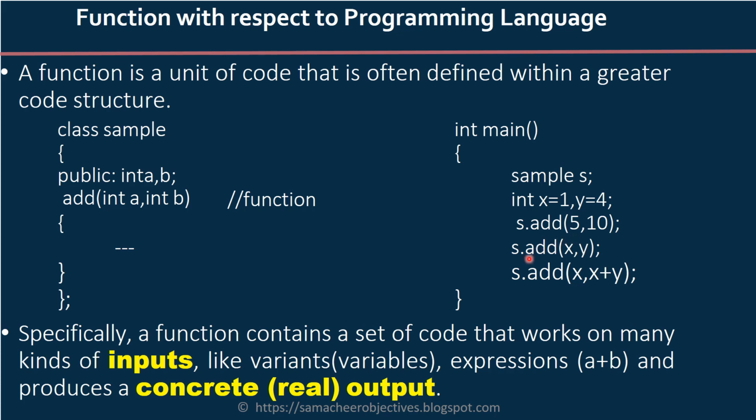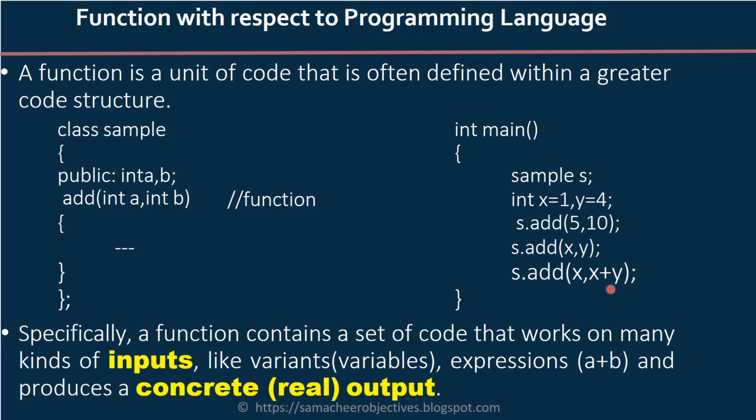Again we are calling the same function, s dot add of x comma y. In the first call, we have 5 and 10. These are just values or constants. Here x and y are variables. Here s dot add of x comma x plus y. The first input x is a variable, and the second input x plus y is an expression.